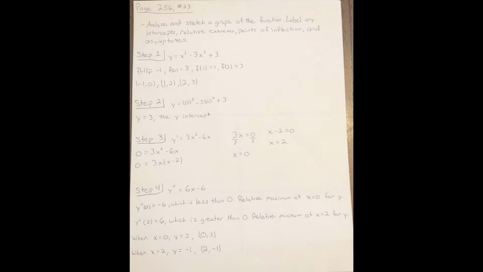I would then find the zeros of that function. I would have 3x is equal to 0. By dividing both sides, I would find a value of x equals 0. Next, I would do the same for x minus 2 equals 0. I would add 2 to both sides, and that would give me a value of x equals 2.